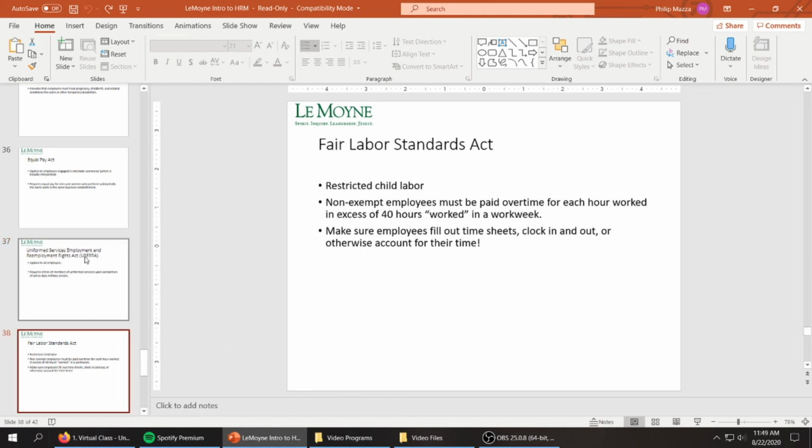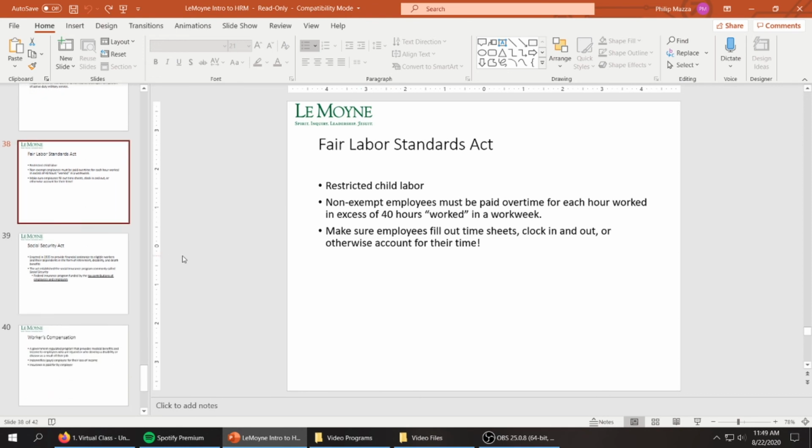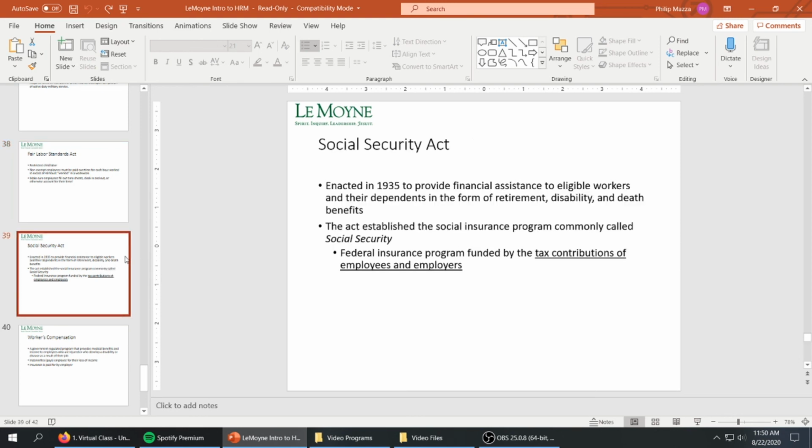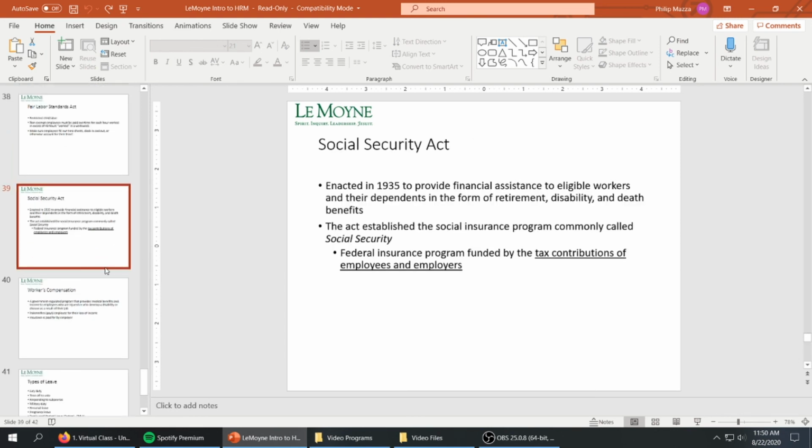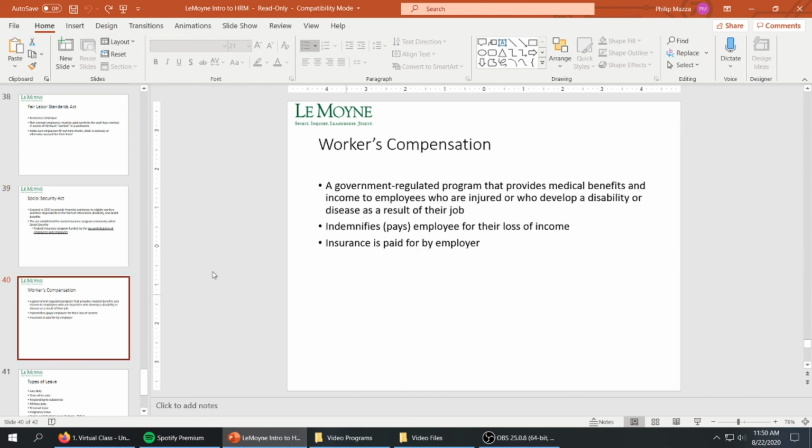Fair Labor Standards Act is huge. That restricted child labor. It also defined 40 hours as a work week. It also defined overtime. Later revisions and iterations of the Fair Labor Standards Act got into exempt versus non-exempt and further definitions. Social Security Act, definition here. Workers' compensation.